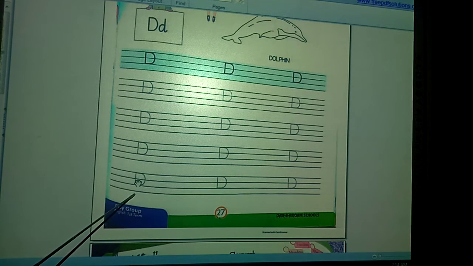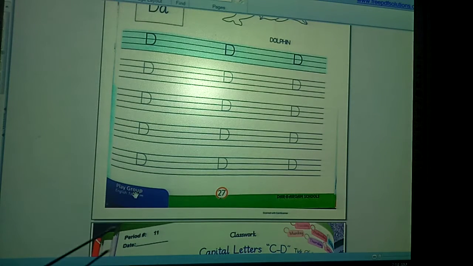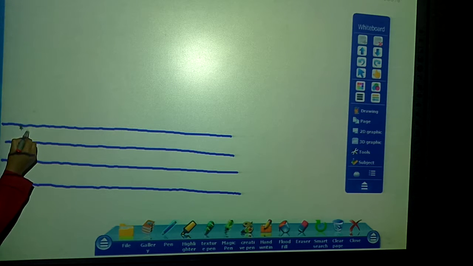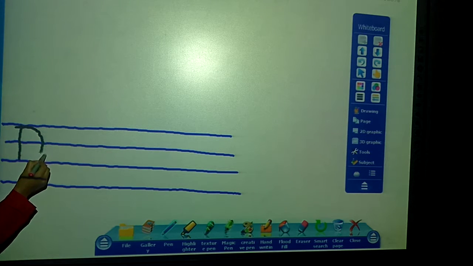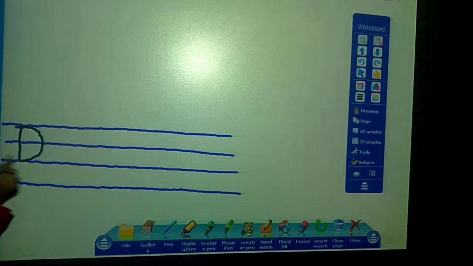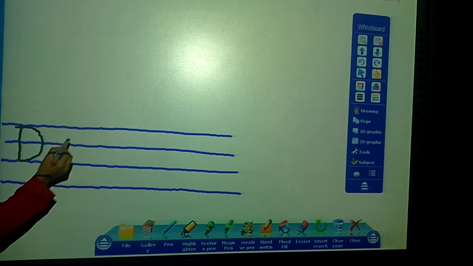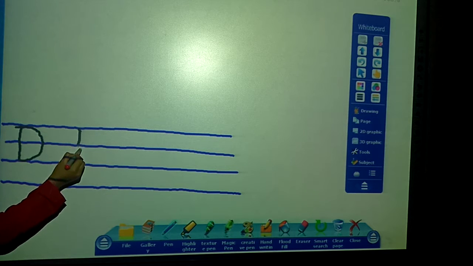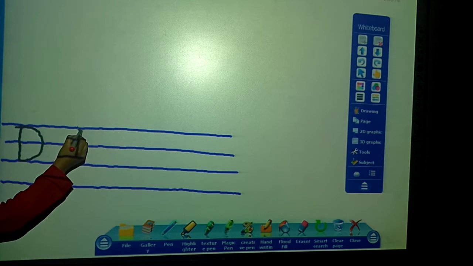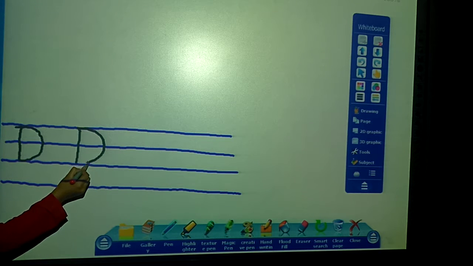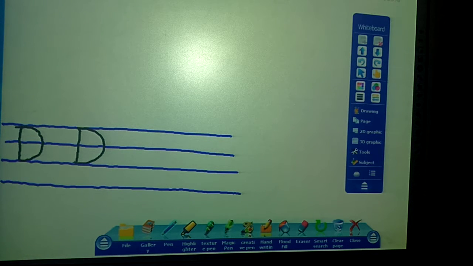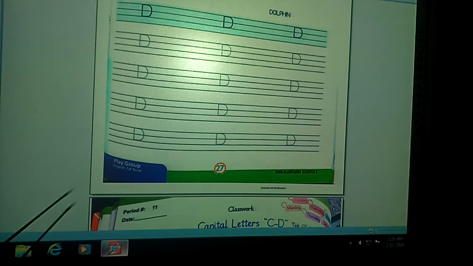Now we will make a practice of letter D on the smart board. Firstly, we will draw a straight line like this and then we will join it by making a curve like this. It will become D. Once again, draw a straight line and then make a curve, write D. It will become D. Likewise, you have to complete all the remaining work on page number 27.